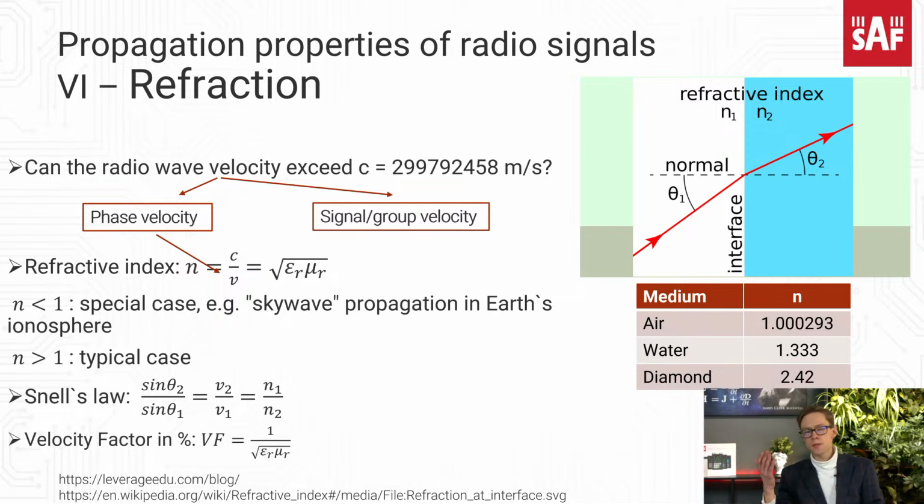And sometimes the light propagation in optical fibers, or electrical wave propagation in some other transmission lines, can be described by this velocity factor in percentage. So for engineers, this is more practical to use, and it can be used for some transmission line characteristics. Okay, and now let us take a look at the scattering.